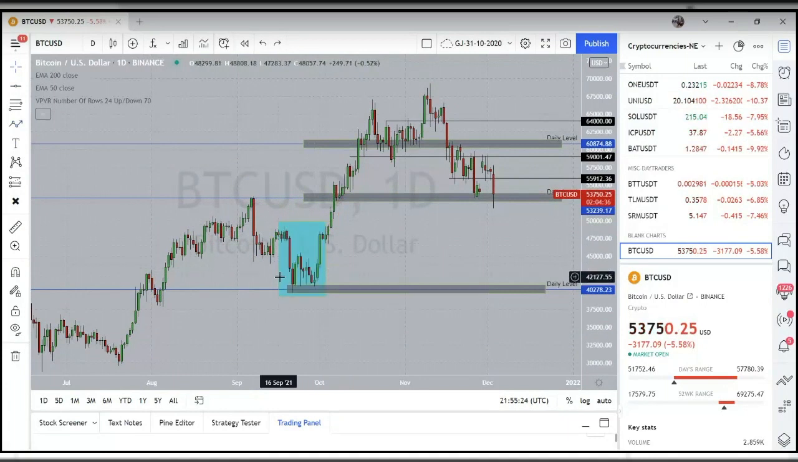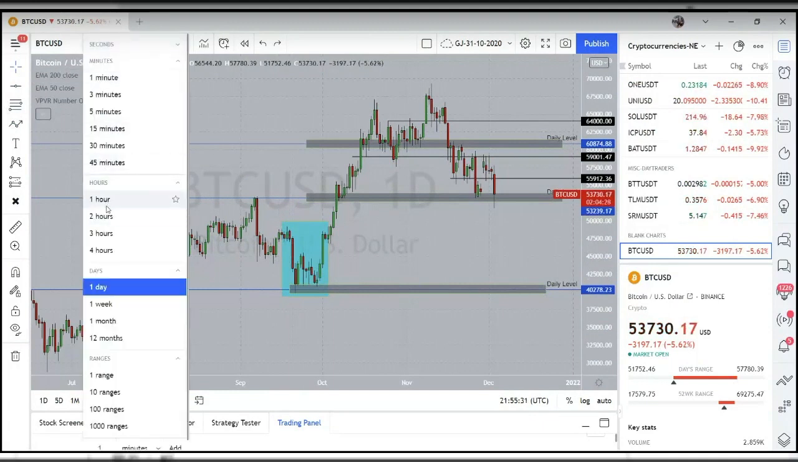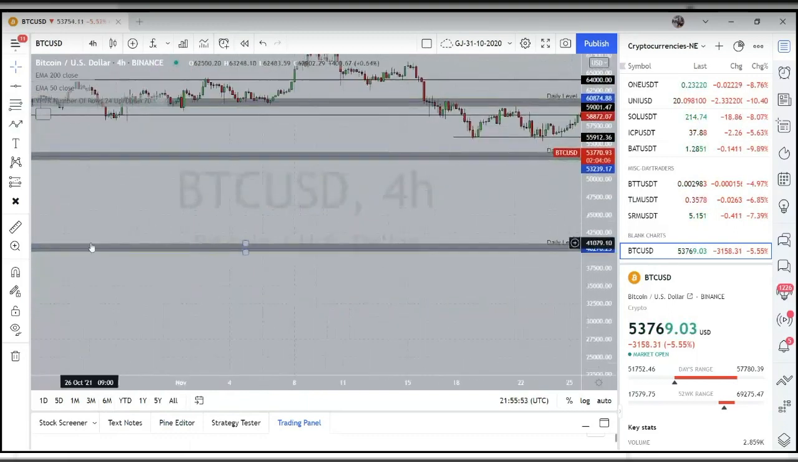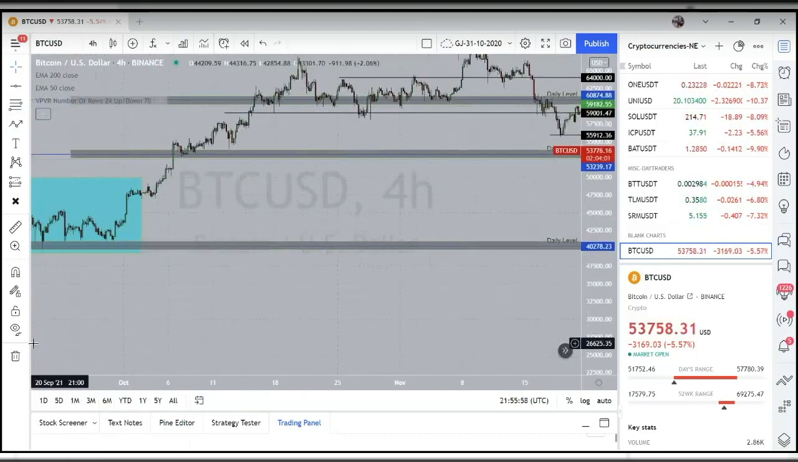So when we get into these lower time frames and we're looking for the origin of these moves, we expect that 40k around there is going to be the low after this sort of dip that we had from 53k. So let's start off with the 4 hour, get into this area and see what we can see.